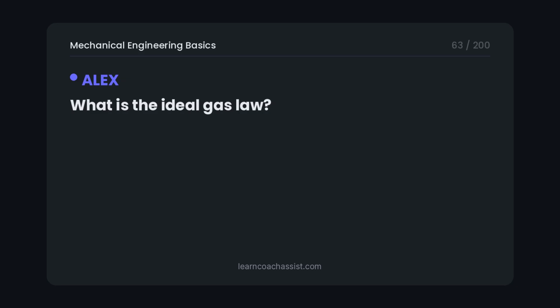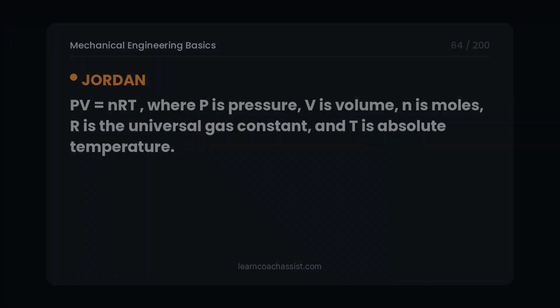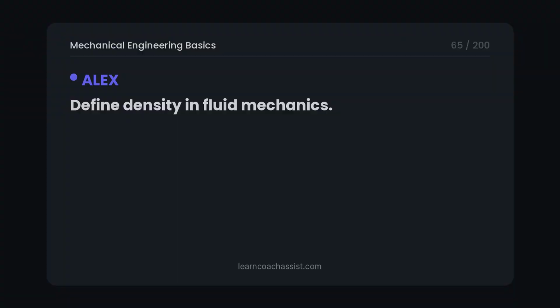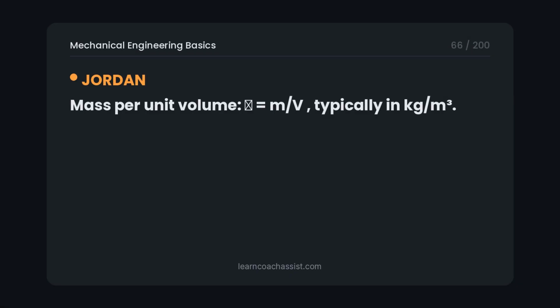What is the ideal gas law? PV equals nRT, where P is pressure, V is volume, n is moles, R is the universal gas constant, and T is absolute temperature. Define density in fluid mechanics. Mass per unit volume, ρ equals m/V, typically in kg/m³.